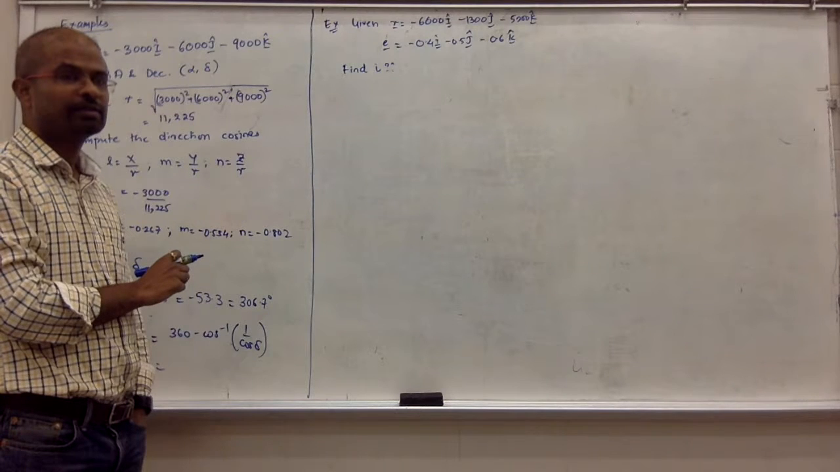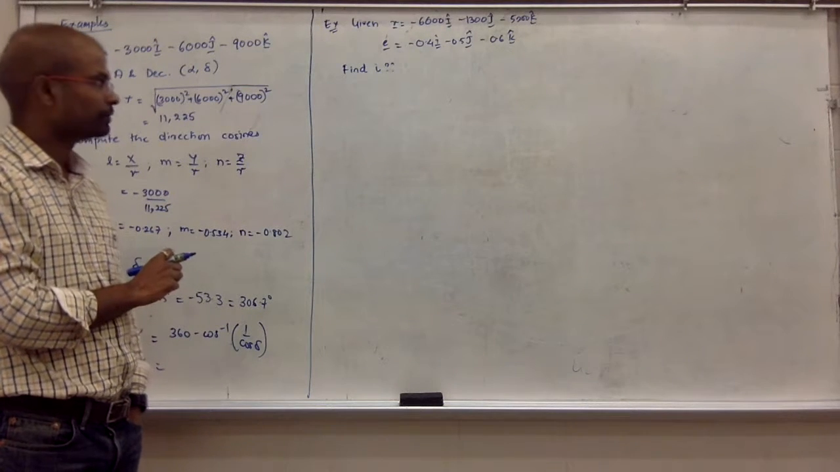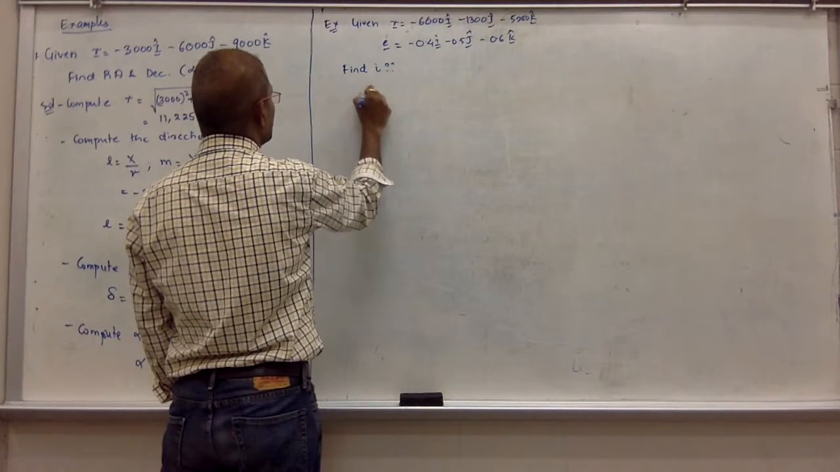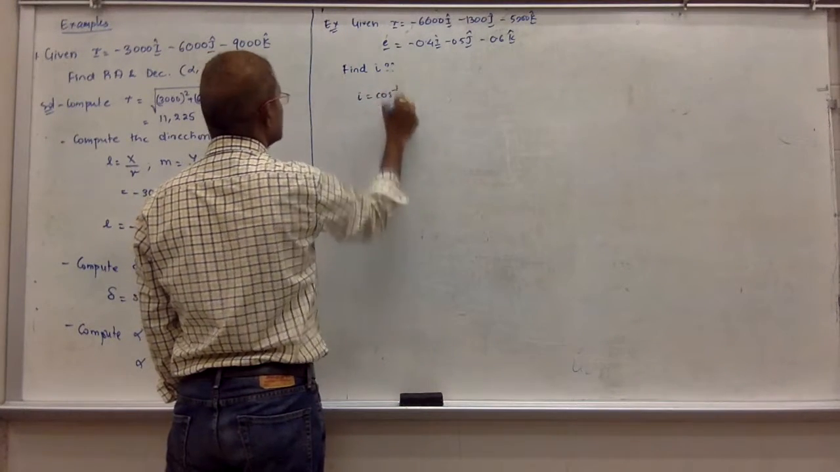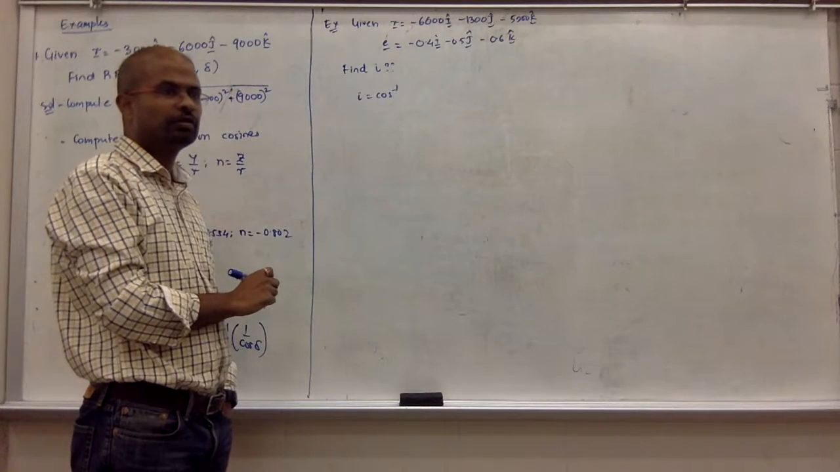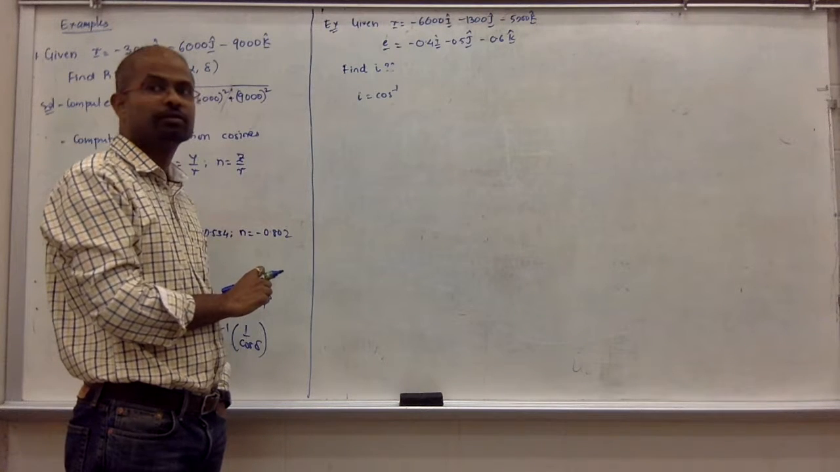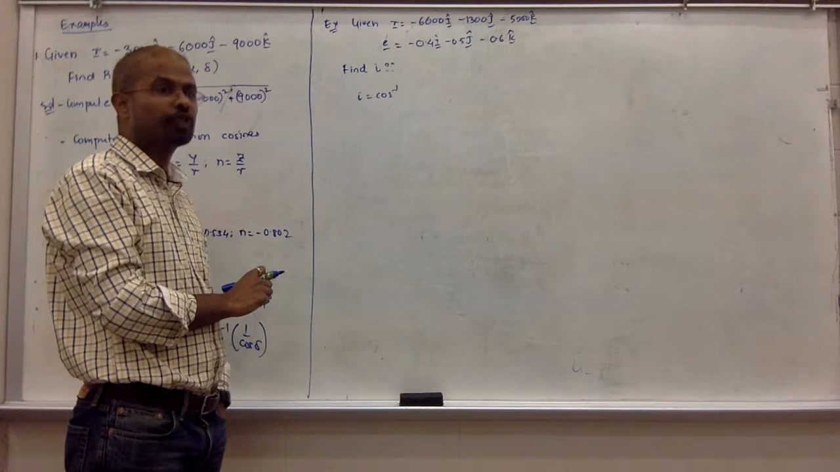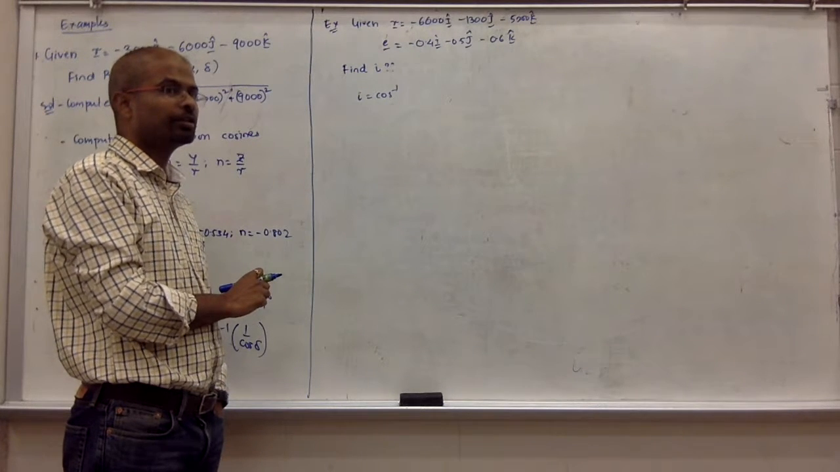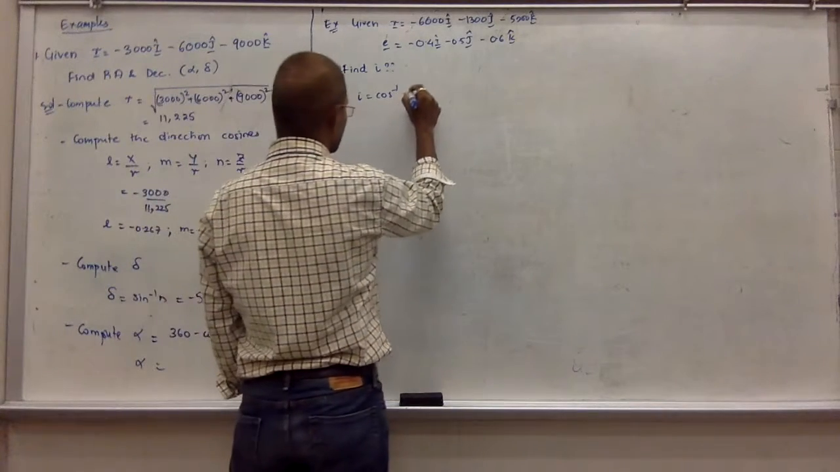Now tell me what I is. What is the definition of I? I is cosine inverse. It's the angle between H and the right CM. So here you can say it is.